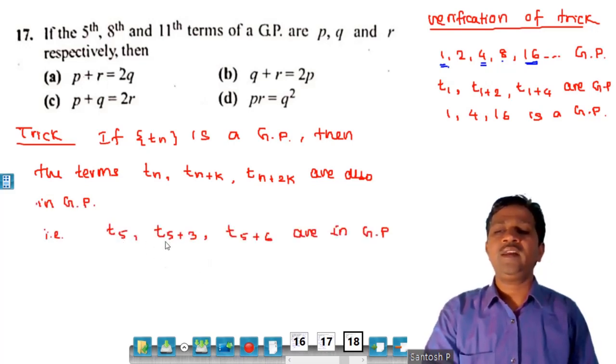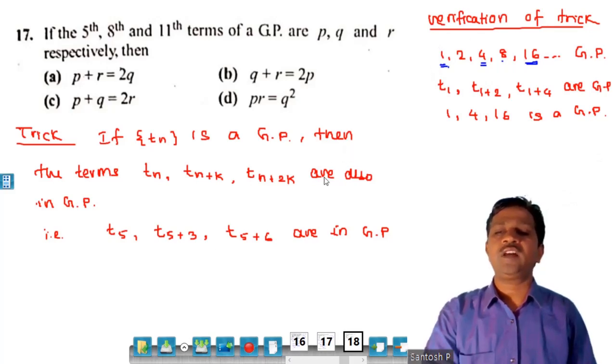T5, then T8 can be obtained by writing 5 plus 3. And this is k now. In this case, k is 3. So 2k means 6. So T5, T8 and T11 are also in GP. The 5th, 8th, 11th terms of a GP are again in GP by using this trick.